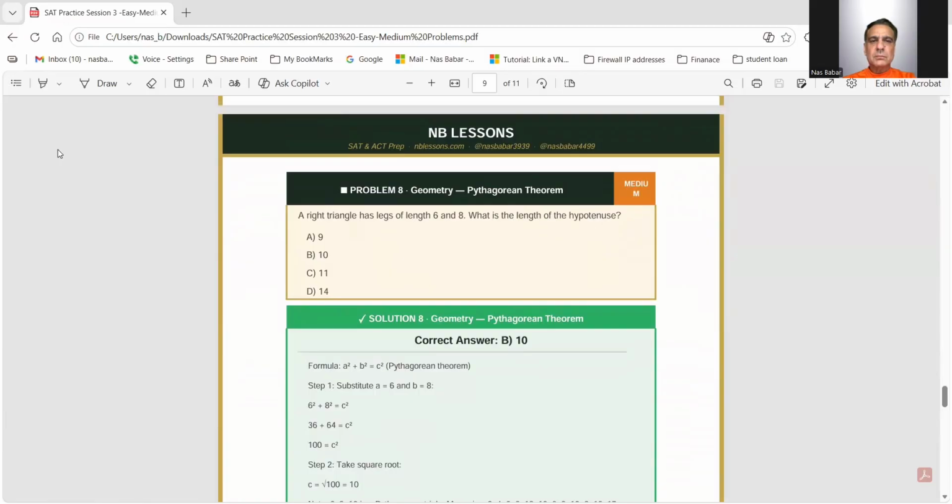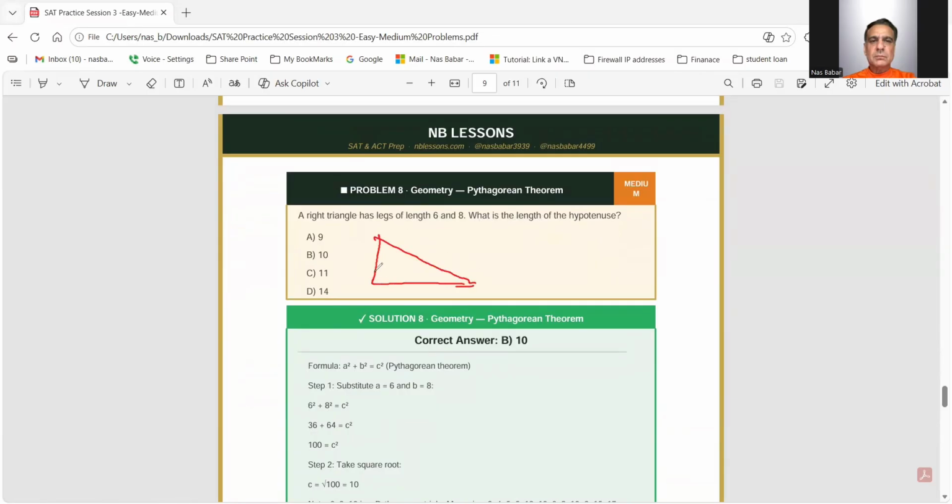What they're saying is a right angle triangle, a triangle which has 90 degrees in it, has legs of length 6 and 8. What is the length of the hypotenuse? It's a pretty straightforward problem. Let me see if I can draw a right angle triangle. It might not be perfect, but you get it, right?